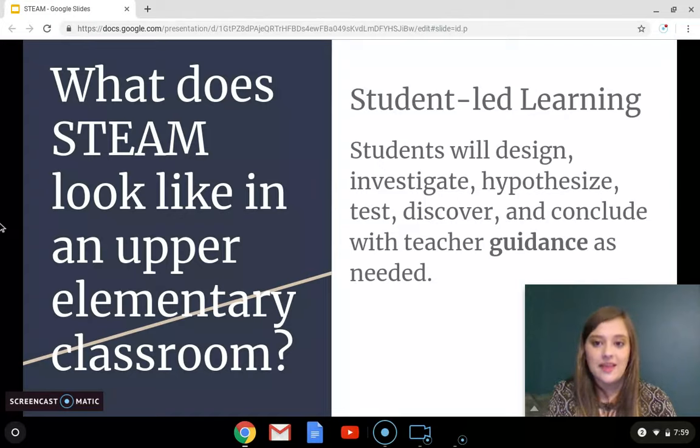STEAM is also student-led. Students are going to design, investigate, hypothesize, test, discover, and conclude. And my key phrase here is with teacher guidance as needed. Teachers are not going to be telling their students how to build something, how to design something, how to program something in a computer. Students are going to be doing it all themselves. It's very discovery-based and student-led. And because of that, students are able to manipulate it however they need to make sense in their mind. Everybody takes things in differently, and every student's going to take something different out of STEAM education. And that's okay. Students are going to take what they need.